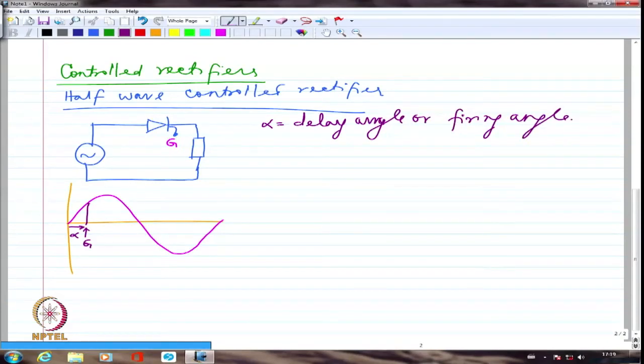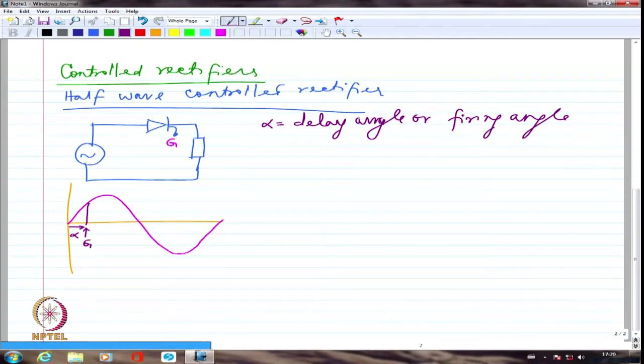This is completely under my control. I can always have a firing circuit, a control electronic circuit, which I can design to give the pulse at any angle alpha, 30 degrees, 40 degrees, 90 degrees, before 180 degrees, of course. If I try to do it beyond 180 degrees, clearly this device will be reverse biased.